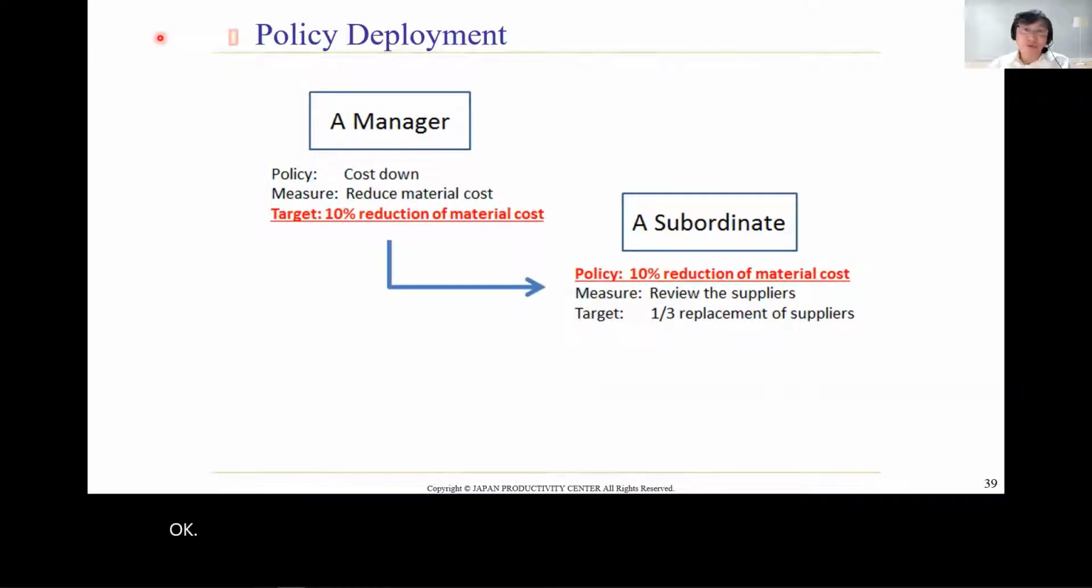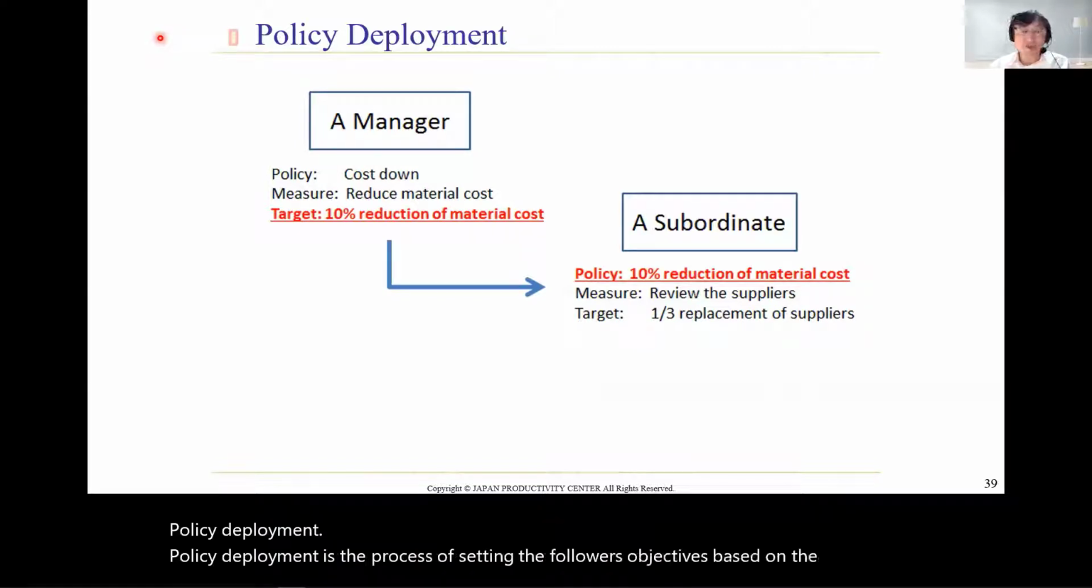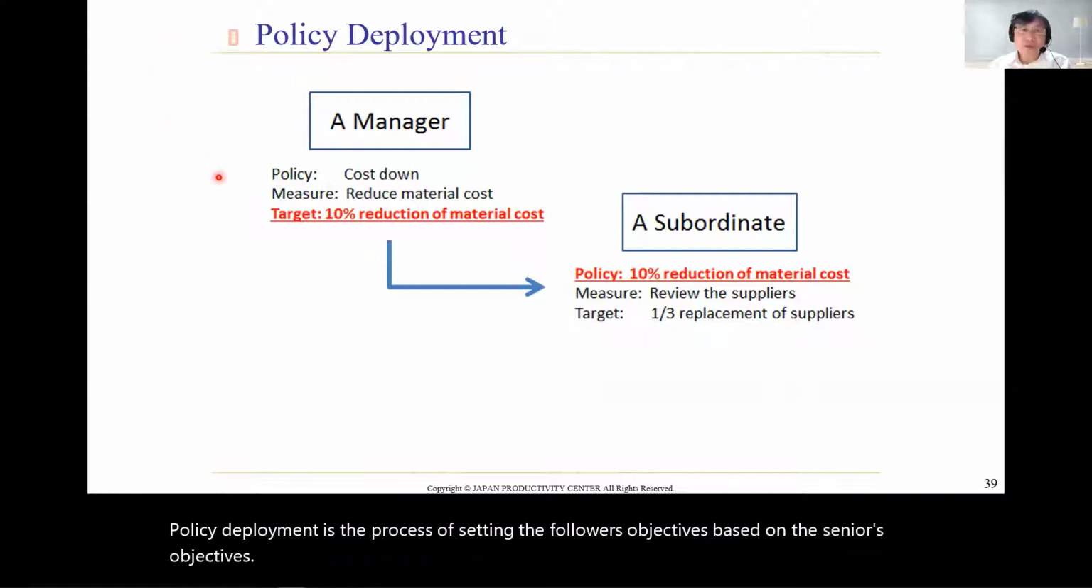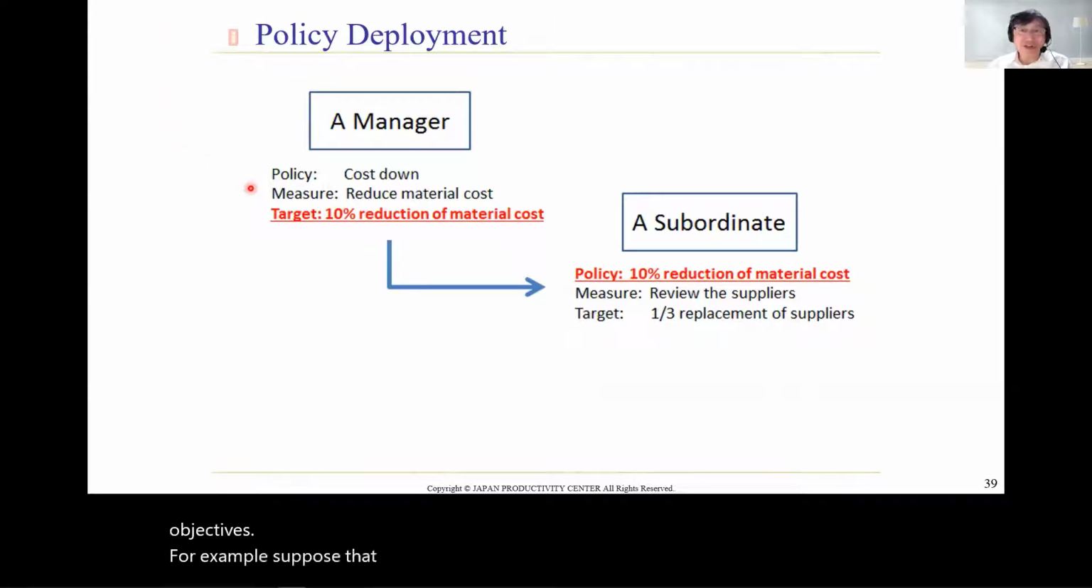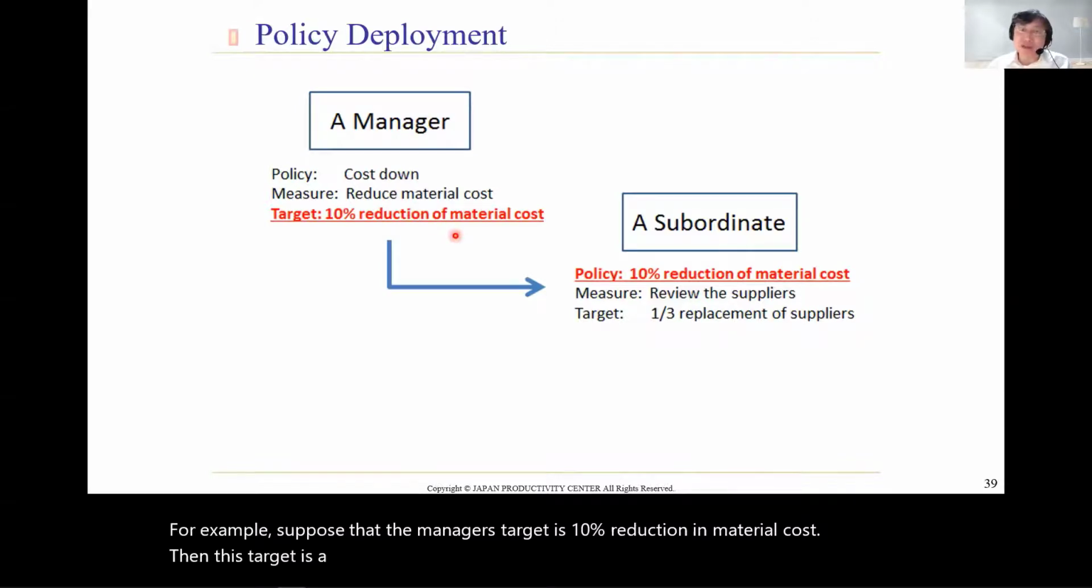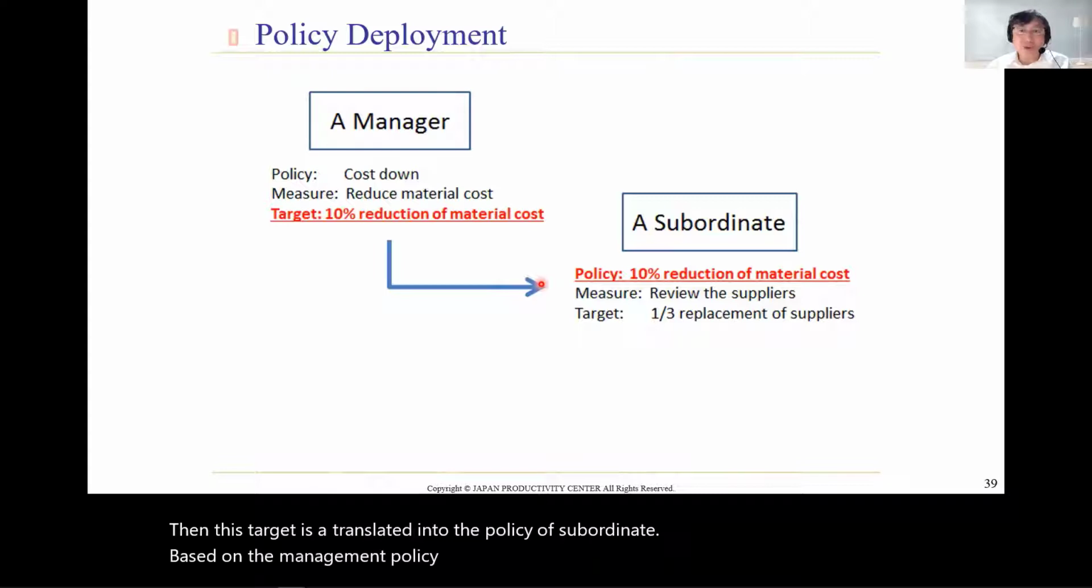Policy deployment. Policy deployment is the process of setting the followers' objectives based on the senior's objectives. For example, suppose that the manager's target is a 10% reduction in material cost. Then this target is translated to the policy of subordinate. Based on the manager's policy, the target of the subordinates would be set to 1/3 replacement of suppliers.